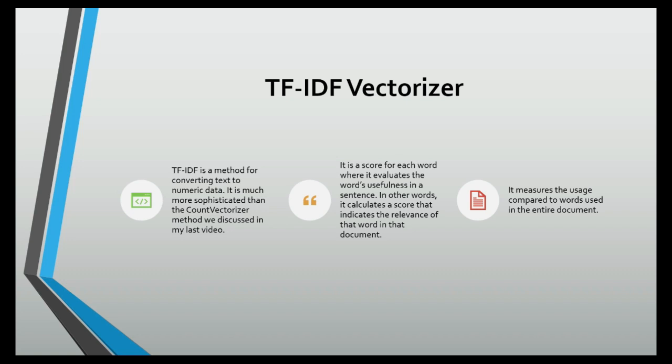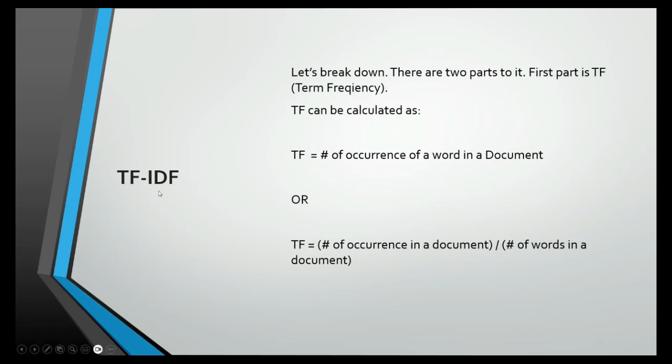So it gives a score for each word, where it evaluates the word's usefulness in the sentence. In other words, it calculates a score that indicates the relevance of the word in the document. The sentence, you can call it document as well, you will see it later. Overall, TF-IDF measures the usage of a word compared to all the words used in the entire document. So let's break it down. TF and IDF. There are two parts to it, TF and IDF.